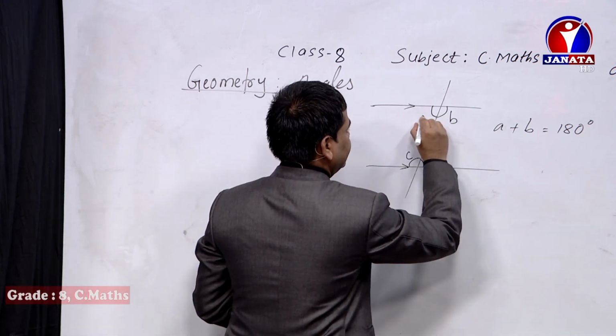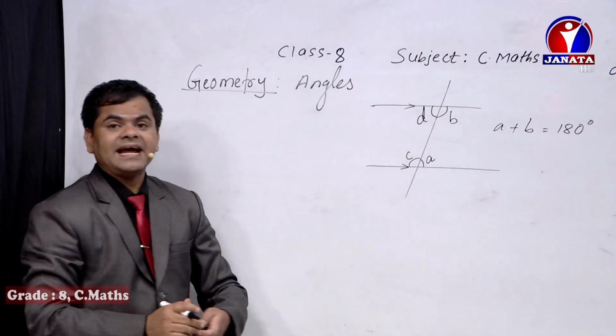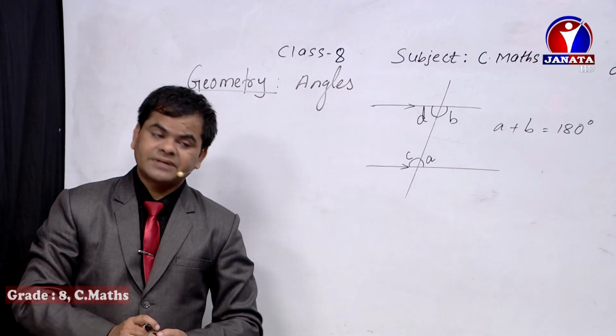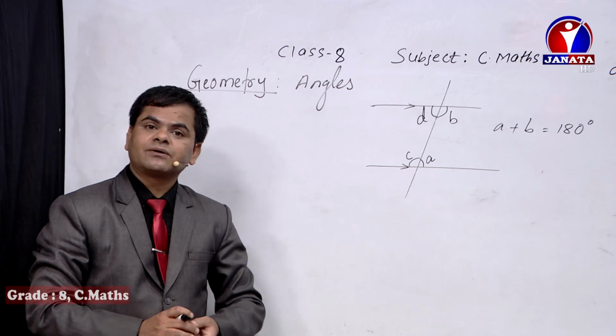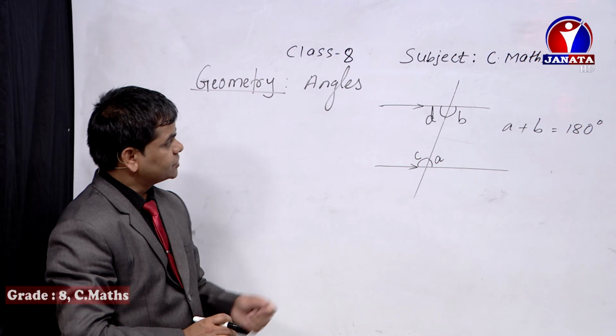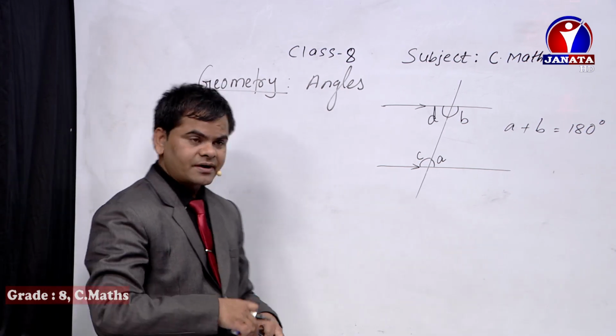Similarly, if we have to make another one, dear students, for example, this one is C, and this one is D. At that time, C and D also become 180 degrees. The reason also becomes the same. That means C plus D equals 180 degrees by being the sum of co-interior angles. So this is the concept of co-interior angle.